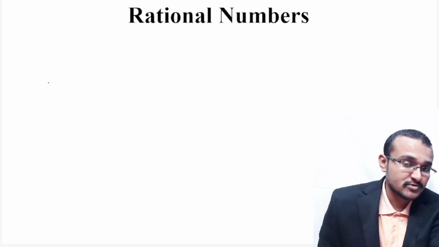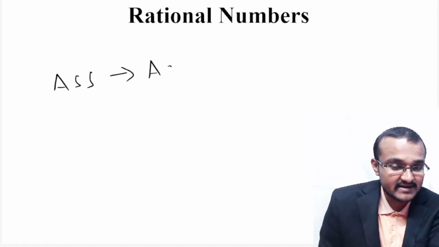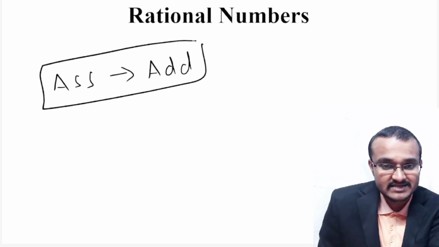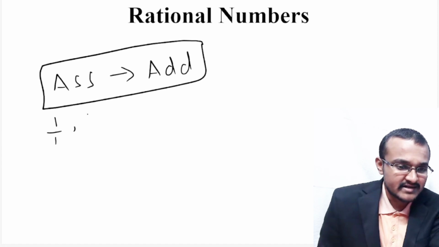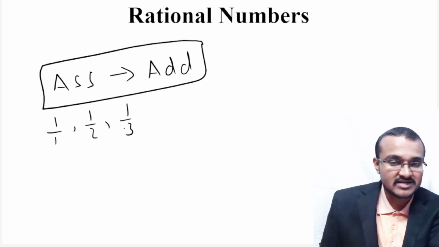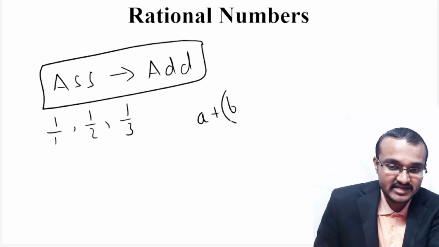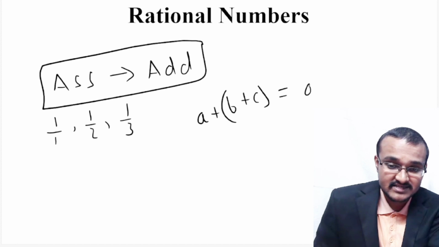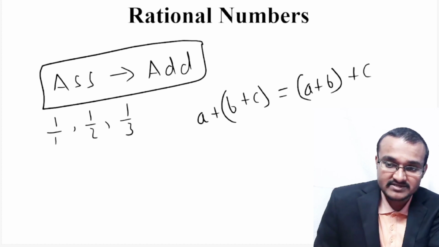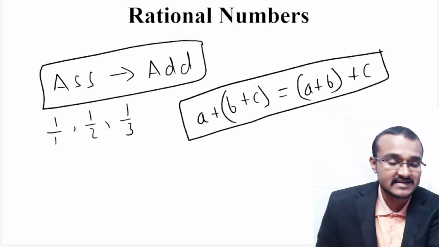Now let us test this associative property for rational numbers. So first let us do associative property under addition for these rational numbers. So let us take easy rational numbers. Let's say 1 by 1, 1 by 2 and 1 by 3. So these three are the rational numbers which I am taking as an example, and the equation for associative property under addition will be a plus (b plus c) is equal to (a plus b) plus c. So this particular equation should be satisfied for associative property under addition to be satisfied.